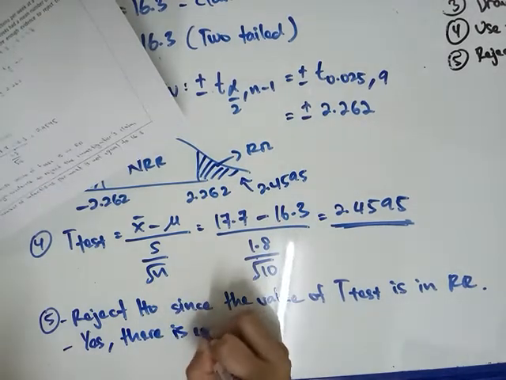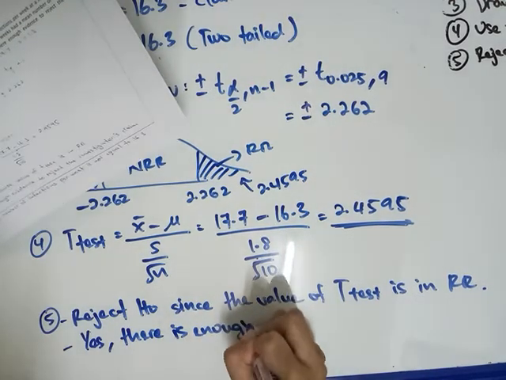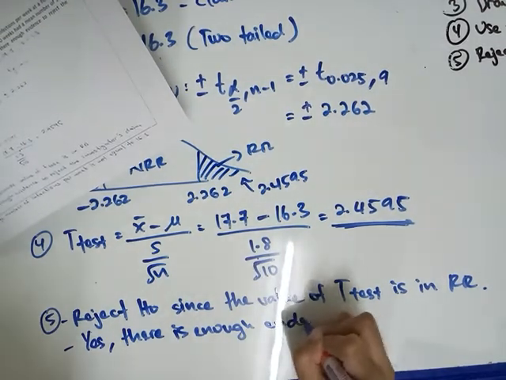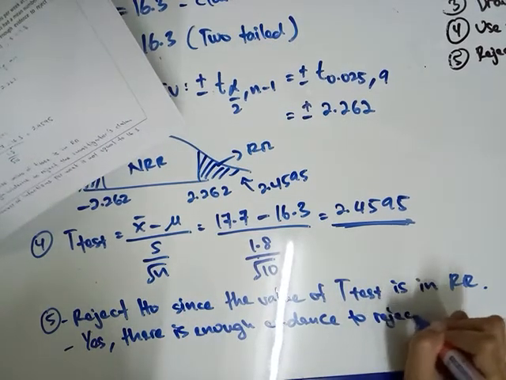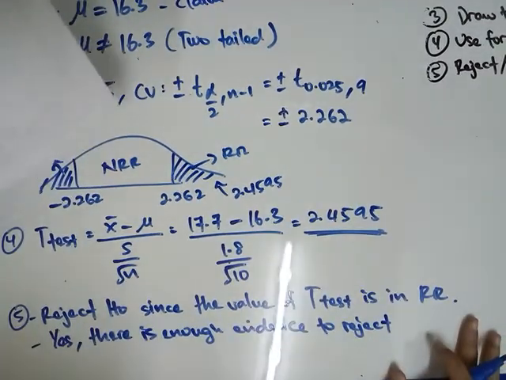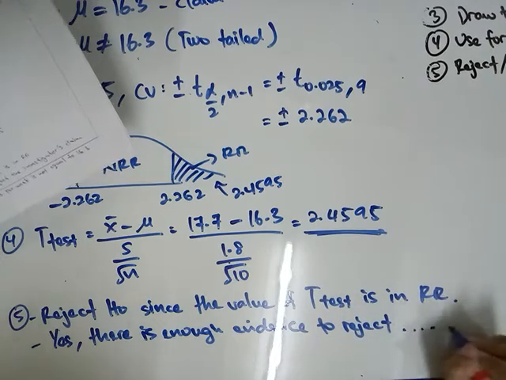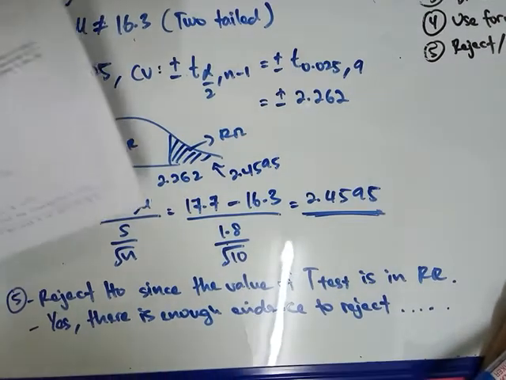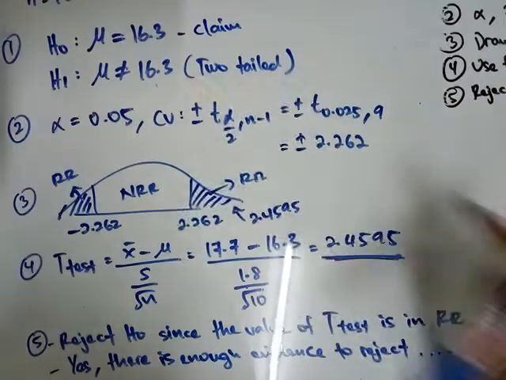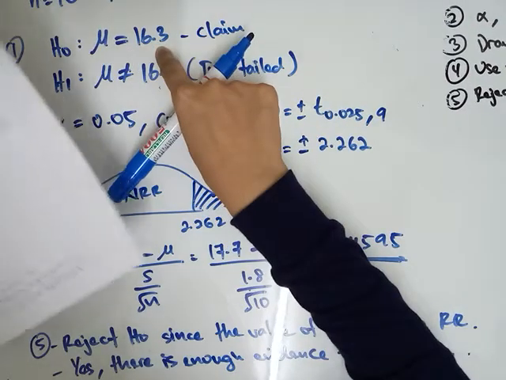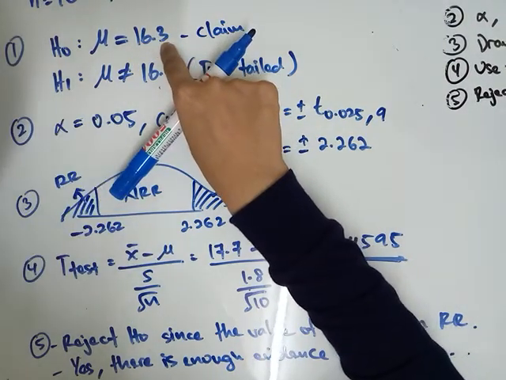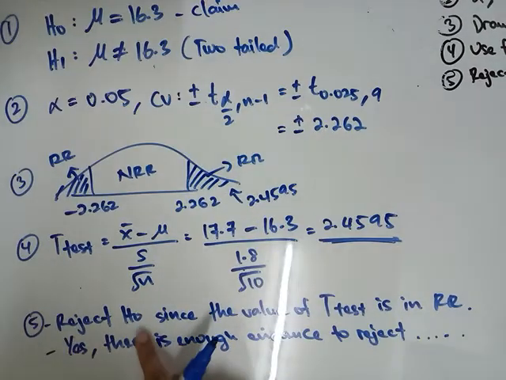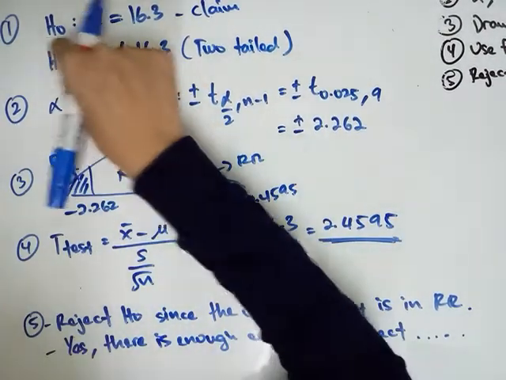There is enough evidence to reject the investigator's claim. Awak sambung. Okay, to reject the investigator's claim. Dia claim yang ni, H naught ni. Okay, dia claim to reject the H naught. Okay, so first conclusion kita dah reject H naught, that means kita accept H1.